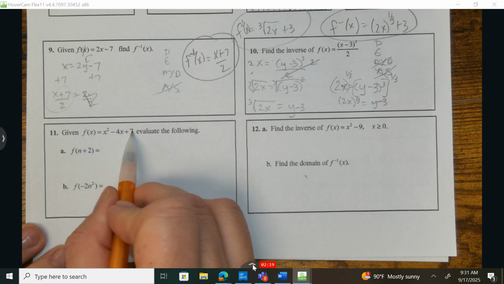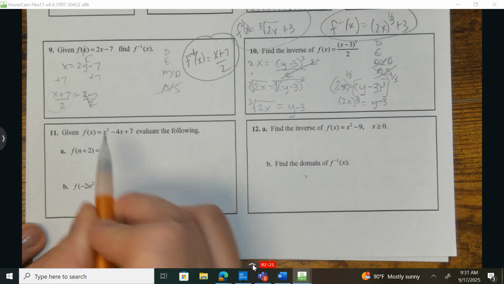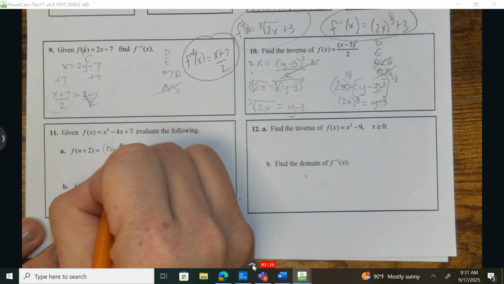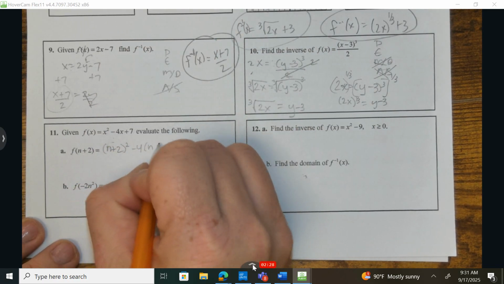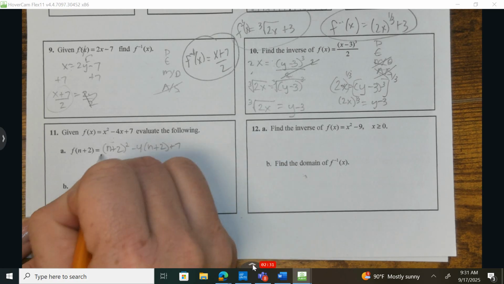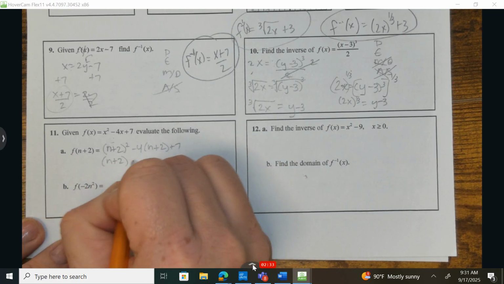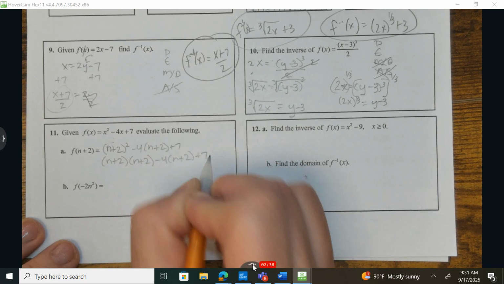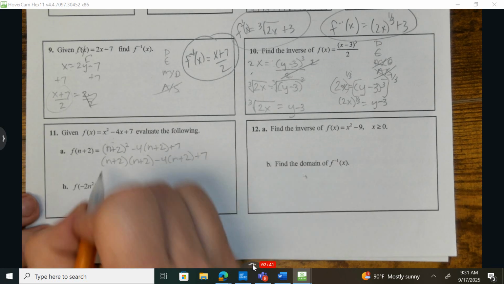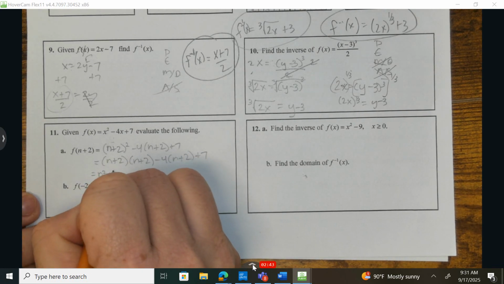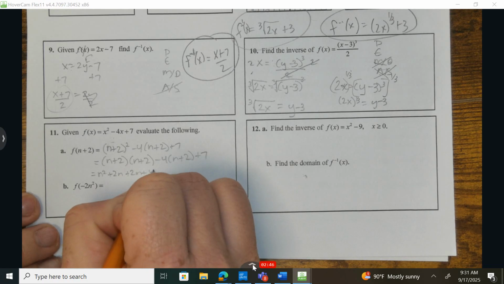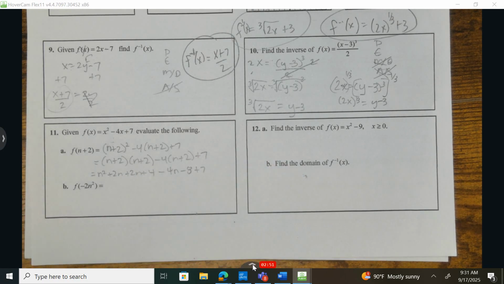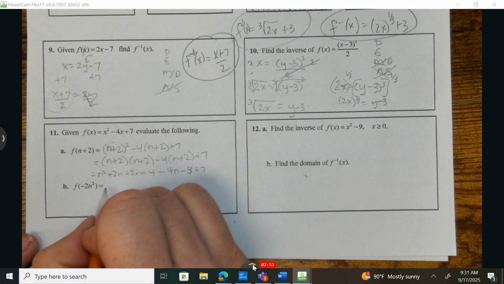How do I evaluate this function when I substitute n plus 2 in for x? Okay, so n plus 2 quantity squared, minus 4 times quantity n plus 2, plus 7. I'm going to write this out twice. Take that base and write it twice. Now I'm going to FOIL this: front, outside, inside, last. And I'm going to distribute to get 4n minus 8 plus 7. And now I'm going to go ahead and combine like terms.